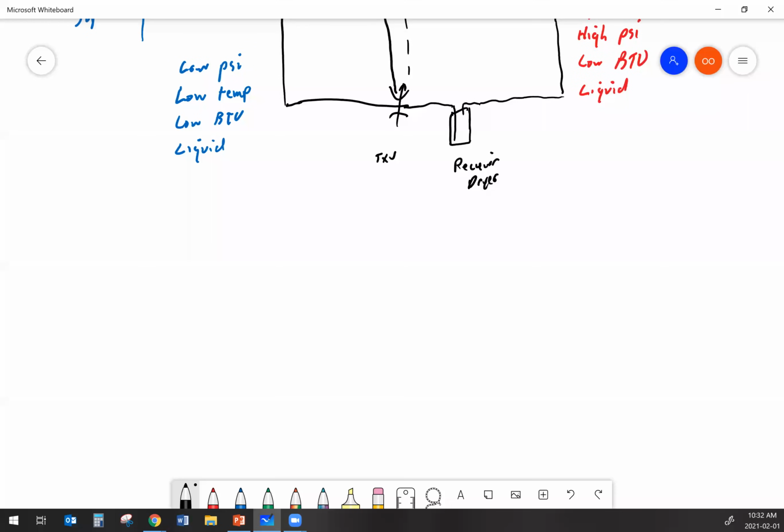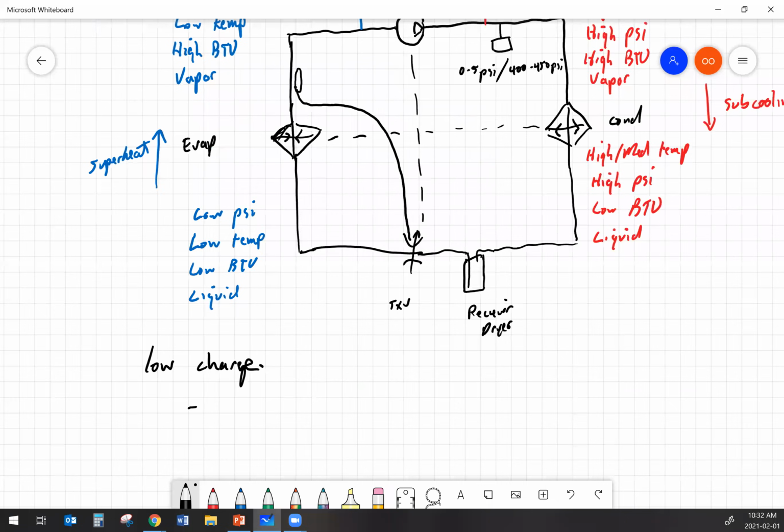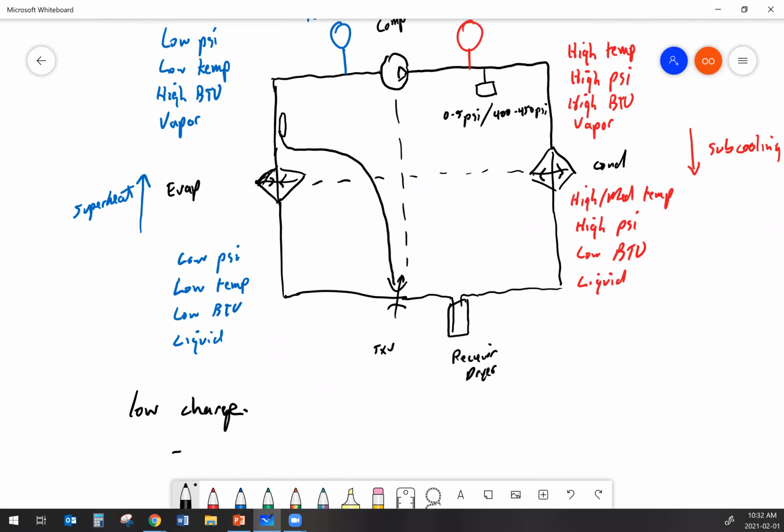Probably one of the most common problems is a low charge. When I got a low charge in the system, that means there's not enough liquid in the system to keep everything full of liquid that needs to stay full of liquid, specifically the evaporator.